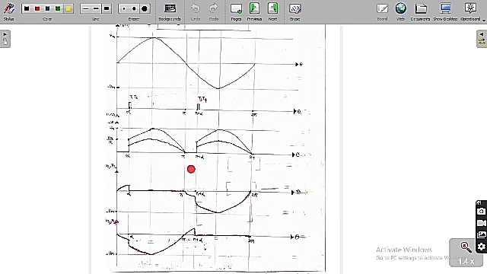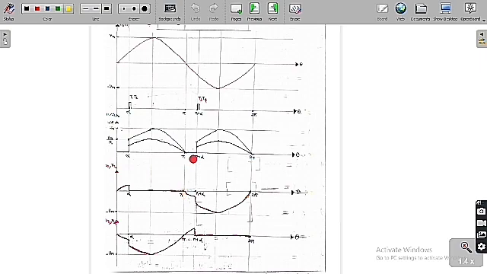From alpha to pi, as we trigger T1 and T2, they become short circuit. Therefore the output voltage is equal to the source voltage, so we follow the source voltage from alpha to pi. Therefore the output current is equal to output voltage by resistor. So we get it in this format, with the peak value of Vm by R. This is the output current and this is the output voltage. In this period alpha to pi, both thyristors are in the short circuit state, therefore the voltage drop is equal to 0.